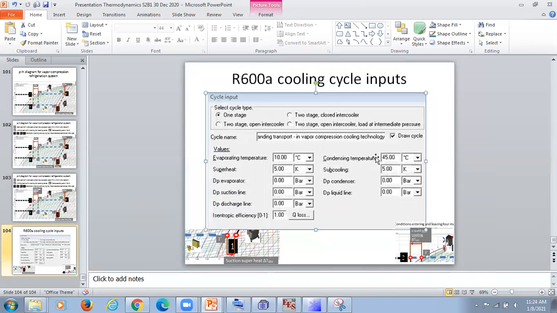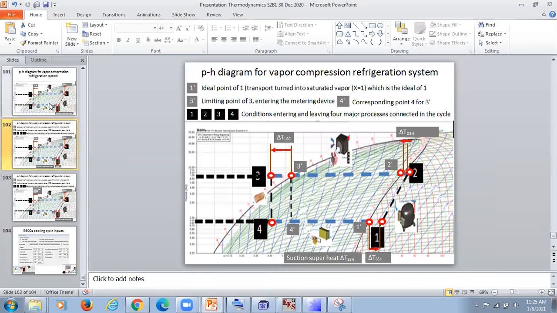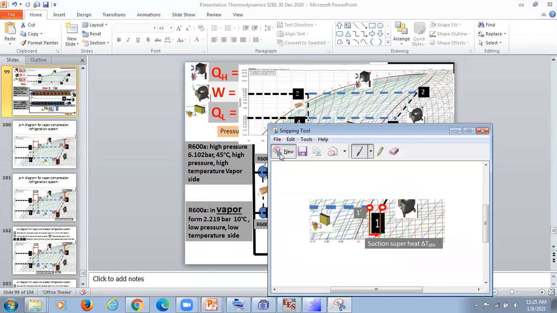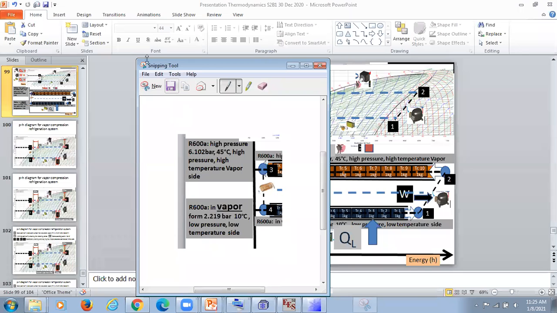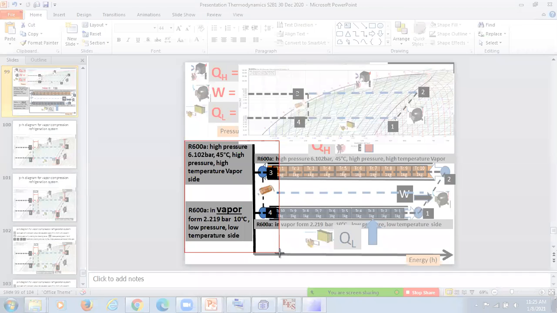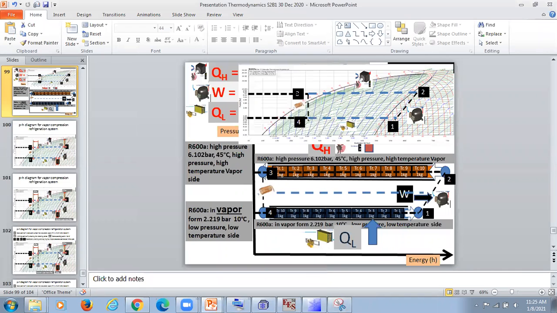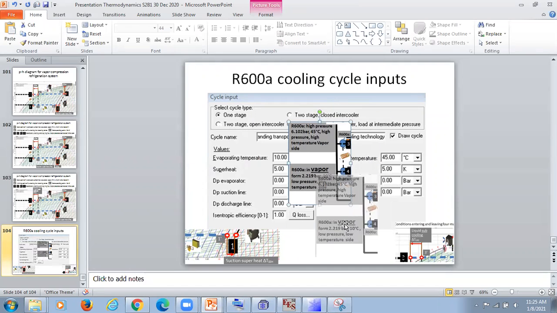So these are important, the 10 degree and 45 degree. You can see it here, 10 and 45. These are something as designers we should outline. As designers we should outline these figures. So what is your transport unloading temperature? What are your transport loading temperatures? We should outline those. The pressures.